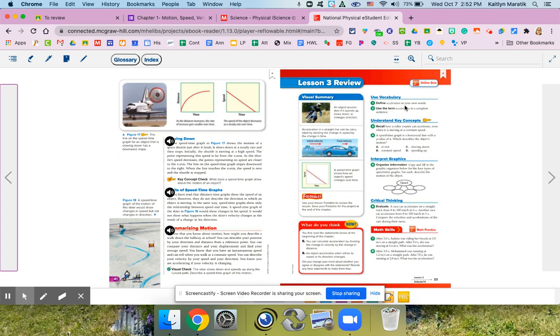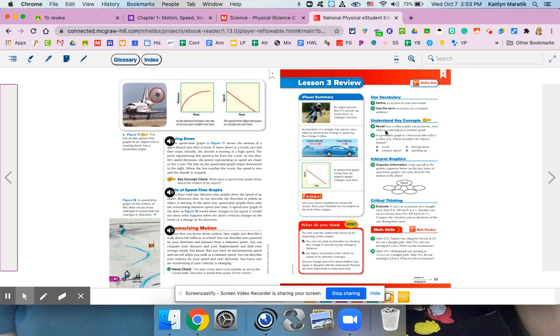You're going to be defining acceleration in your own words. Use the term acceleration in a sentence. Recall how a roller coaster can accelerate even when it's moving at a constant speed. So it might not have an exact roller coaster example, but there might be something very similar. So look back at that.